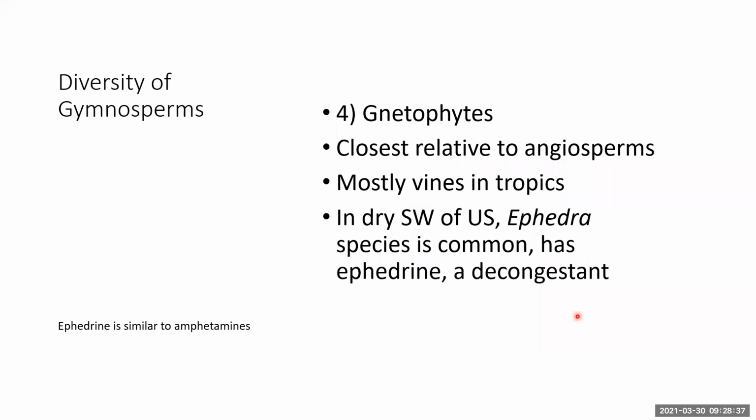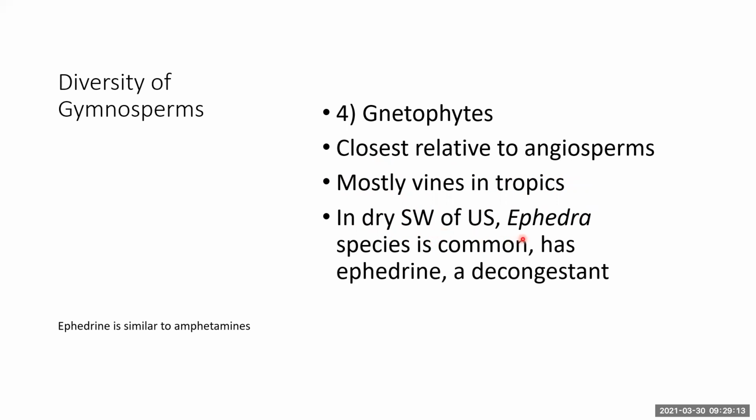Now, the last group of gymnosperms are called the gnetophytes. The gnetophytes are the closest relative to angiosperms, and so they share a common ancestor with the angiosperm group. They're more closely related to the vine species that's in the tropical areas of the world. And you can also find them in the southwestern portion of the US in the drier, more arid areas.